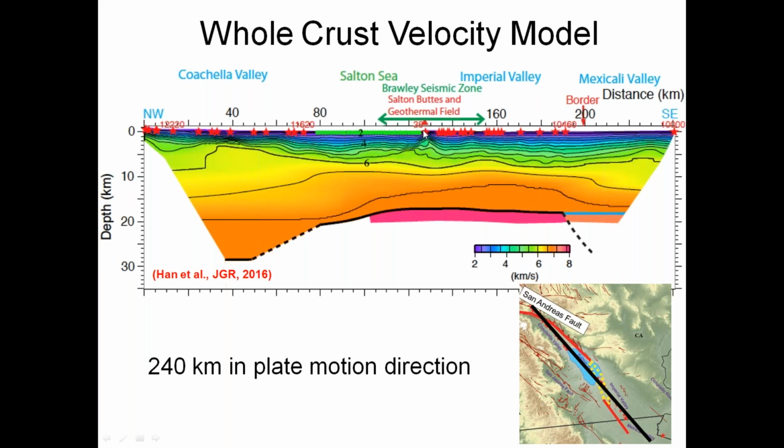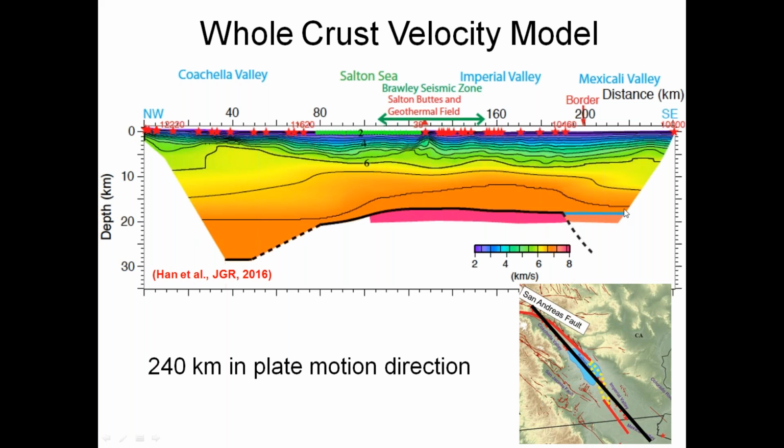We have velocity increasing from slow sediment of 2 km per second into crystalline rock of 6 km per second, and all the way into the pink color, the upper mantle. The sediment in the Coachella Valley is thinner than that in the Salton Sea and the Imperial Valley. And we have thicker crust in the Coachella Valley.